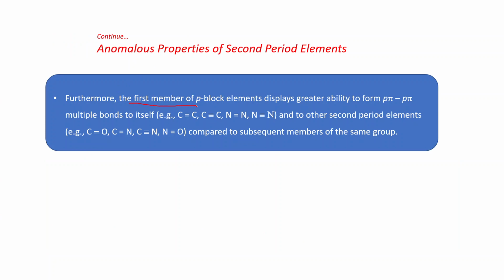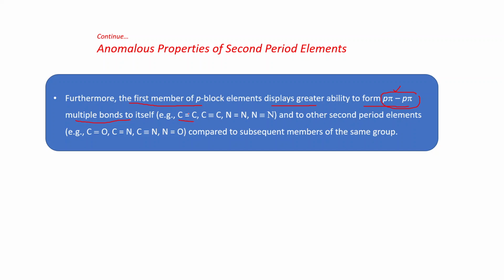Furthermore, the first member of p block elements display greater ability to form p pi multiple bonds. Now again, what is the meaning of this p pi? In the next chapter we will discuss the different types of covalent bond, sigma bond and pi bond. This is one of the covalent bonds, p pi. And the first member of p block elements can form this p pi bond, like carbon with carbon.